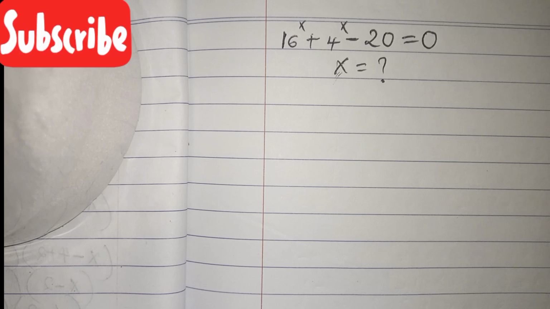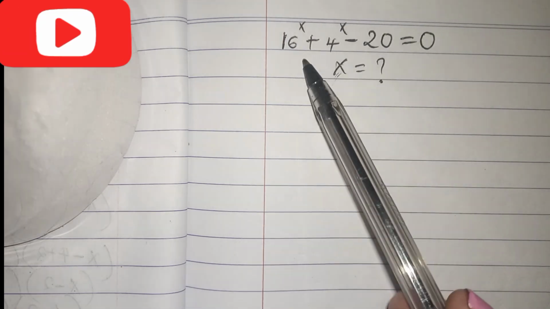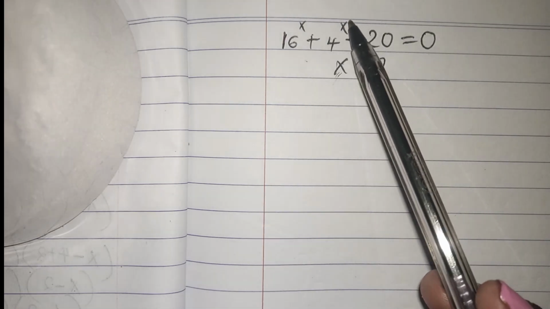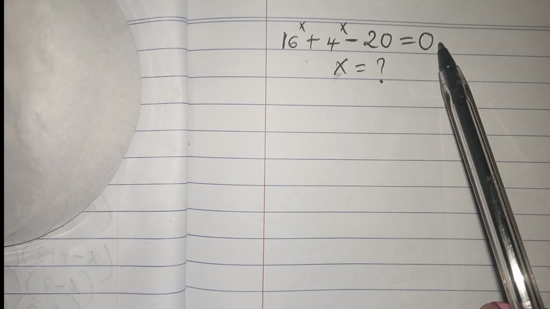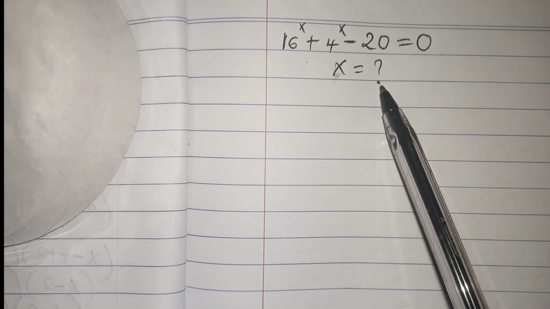So today I'm bringing you this nice equation that I want us to solve for the value of x when given 16 to the power of x plus 4 to the power of x minus 20 is equals to 0. So what is the value of x?